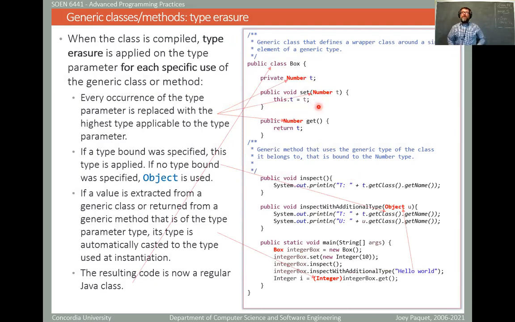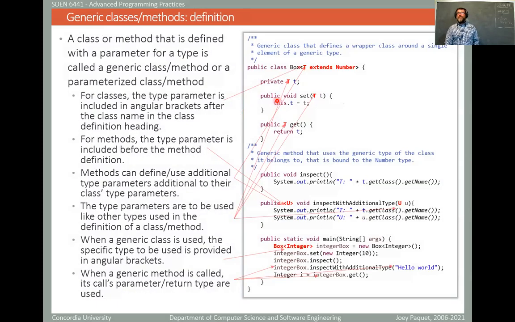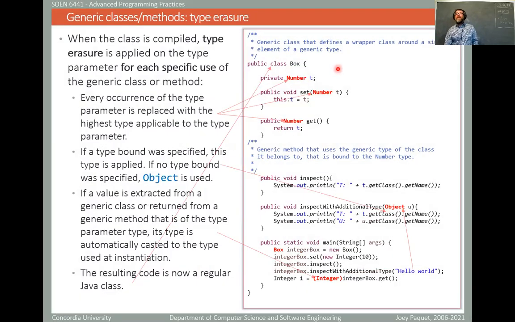Now, how does this work? How does this happen? The idea is that at runtime, if you were to look at your bytecode, this idea of the type parameter does not exist. So somehow the compiler has to remove this concept so that at execution time it becomes a regular class, as any other class. That's what is known as type erasure.